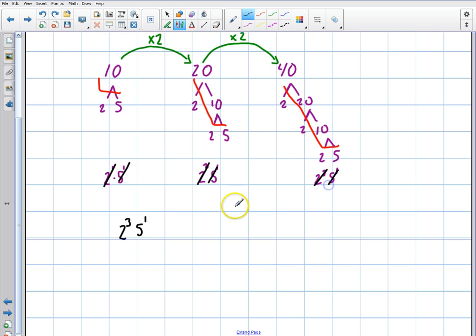So that's a faster method, right? And again, these are all valid methods. I'm just showing you now at the end here an even quicker method. So what is that? 2 to the 3rd times 5, that's just 8 times 5, that's just 40.